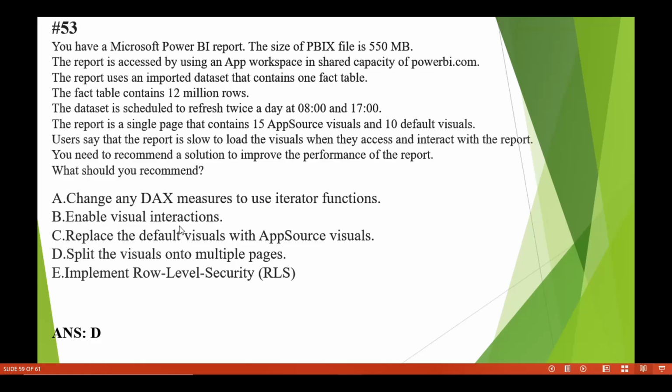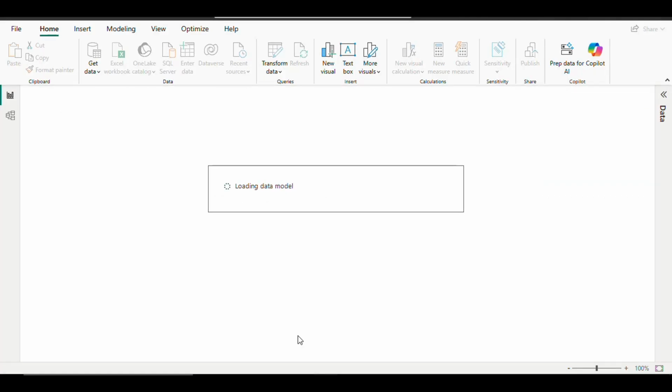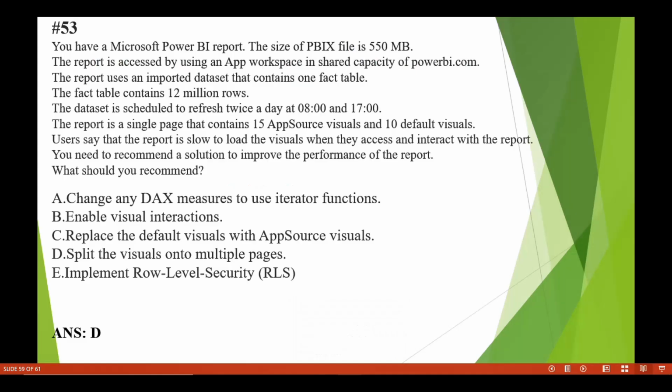Enable visual interaction, that's filter and highlight, which is the visual interaction. If we enable that, that will also only increase the time. To filter out or to highlight will not reduce the load time. And the next one, replace the default visual with app source visual. No, you can see 10 default visuals and 15 app source visuals, all are visuals only. It will not reduce the load time. It will take the same time as it is.